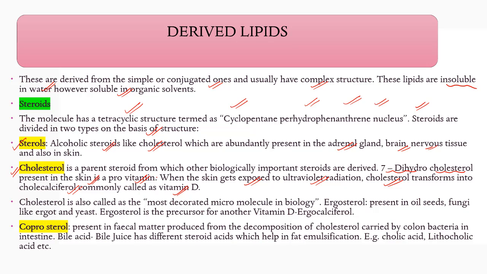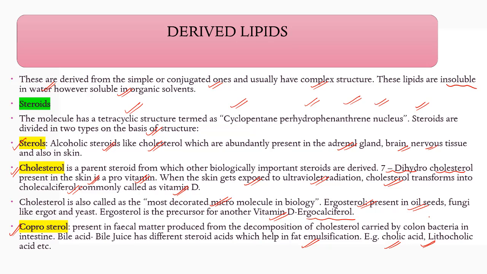7-dihydrocholesterol, which is present in the skin, acts as a provitamin. When the skin gets exposed to UV radiation, it transforms into cholecalciferol, which is commonly known as vitamin D. Cholesterol is also called the most decorated molecule in biology. Ergosterol is present in oil seeds and fungi like ergot and yeast. Ergosterol is the precursor for another vitamin D, ergocalciferol. Coprosterol is present in fecal matter, produced from the decomposition of cholesterol by colon bacteria. In the intestine, bile juice has different steroids which help in fat emulsification, like cholic acid and lithocholic acid.